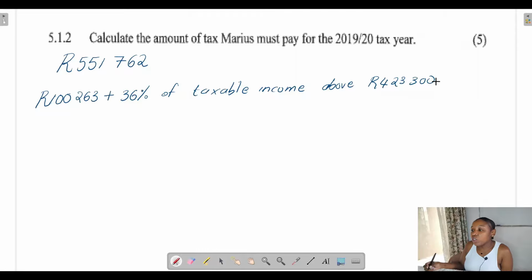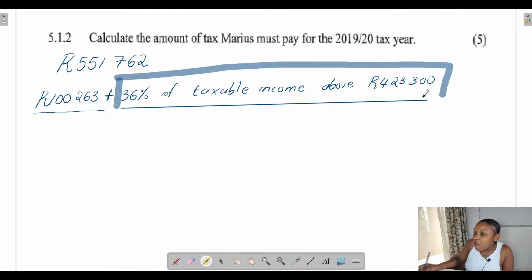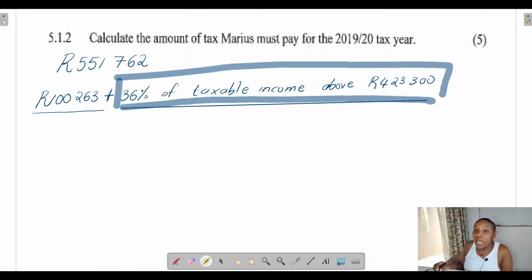Taxable income above 423,300, right? So we already know that we are just going to take that and add it to 36% of the taxable income above 423,300, right? So now what we need to do is calculate how much is that 36% of the taxable income that is above 423,300. That is what we are now going to calculate. Okay, so how do we calculate that?